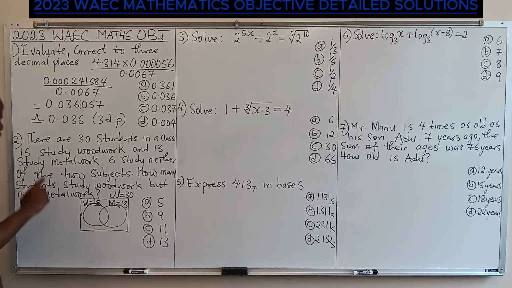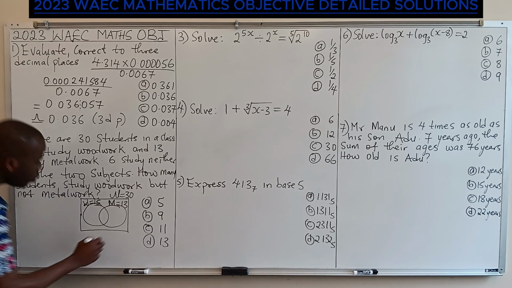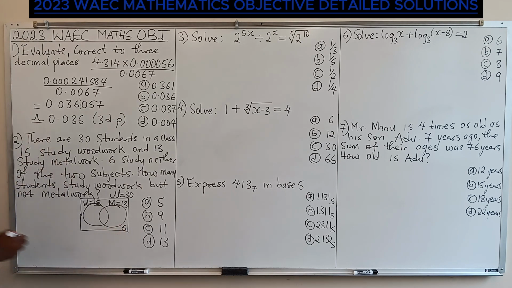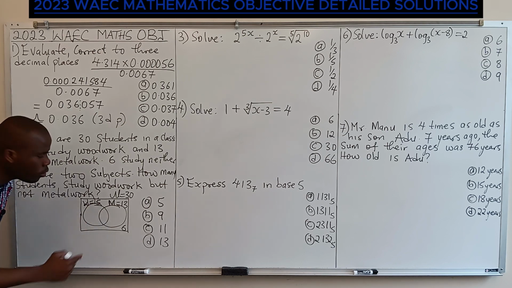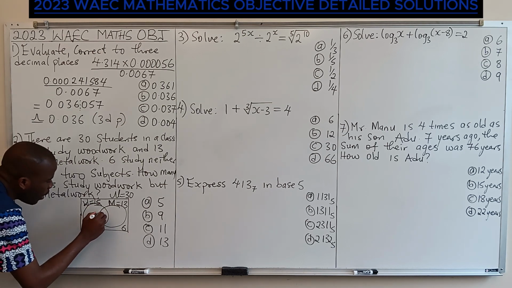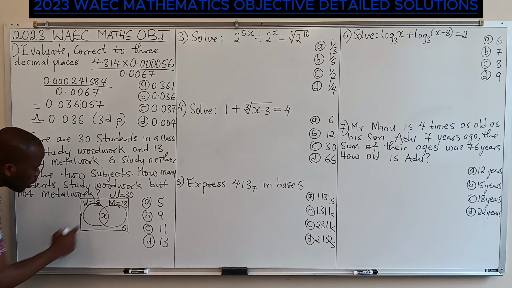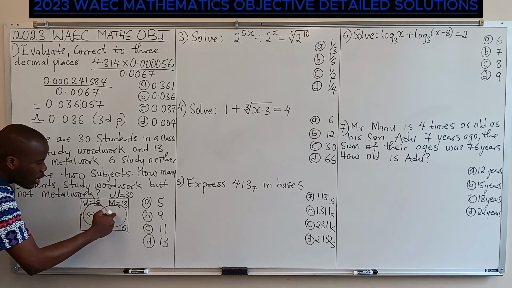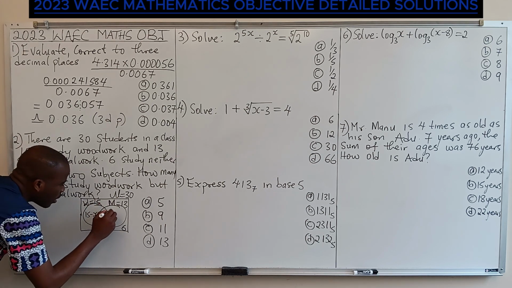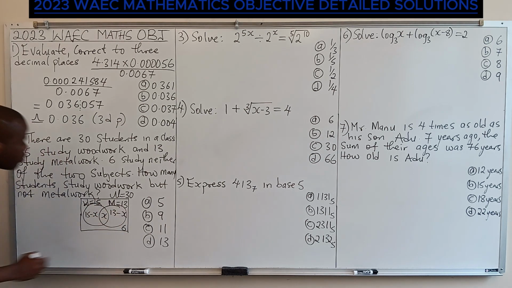6 study neither of the two subjects. So since 6 study neither of the two subjects, we'll put it outside, 6. How many students study woodwork but not metalwork? So we are looking for those that study only woodwork. So we'll call those that study both of them X, so that those that study only woodwork will be 15 minus X. Those that study only metalwork will be 13 minus X.